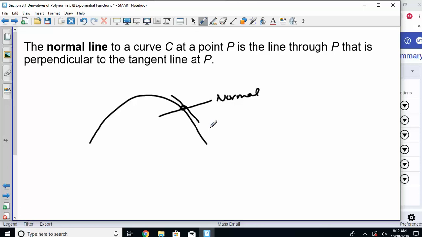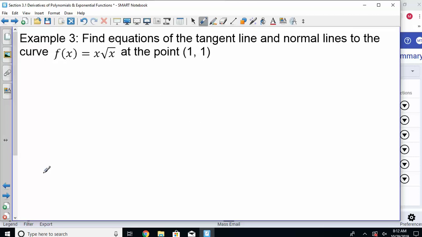So if I ask for the normal line, you are going to do all the same steps we did for tangent lines. So you're going to do your derivative. You're going to plug it in and get the slope. But then we have to do the opposite reciprocal of that before we move on. Okay, so we need equations of both the tangent and normal lines to the curve f of x equals x square root of x at the point 1, 1.